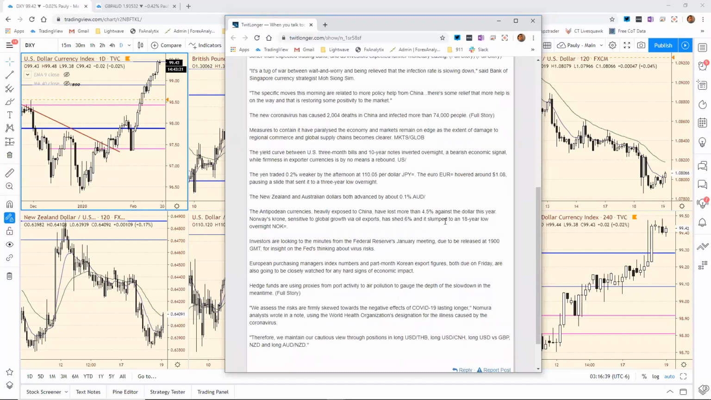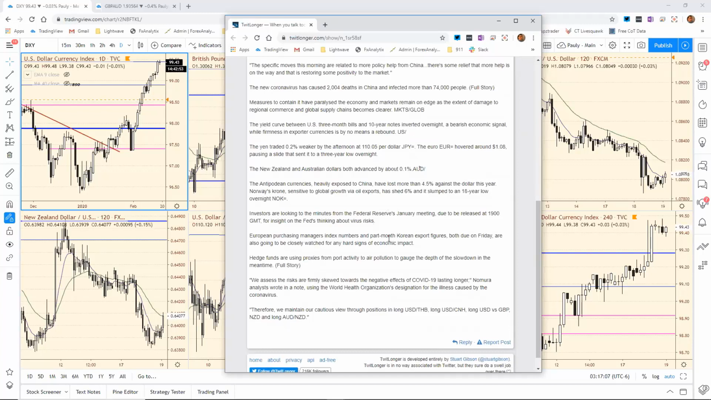The antipodean currencies heavily exposed to China have lost more than 4.5% against the dollar this year. Investors are looking for the minutes from the Federal Reserve's January meeting, due to be released, for insight on the Fed's thinking about the virus risks. Once again, I don't think that carries any real weight whatsoever in the bigger scheme of things. We see dips and then we see the indices come back. Not to say we can't take a pause here, but I think they're probably looking for too much. Anyone that's looking for something from those minutes, I really don't see it being of any material nature whatsoever.